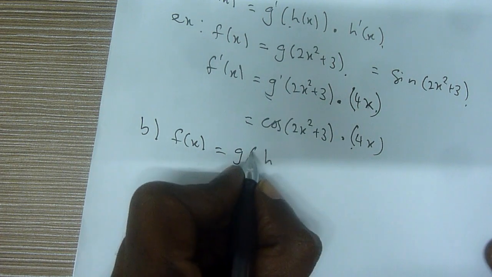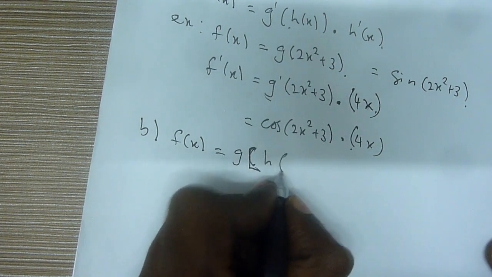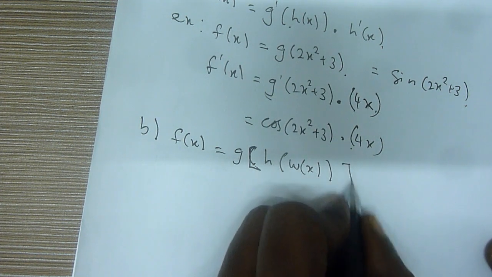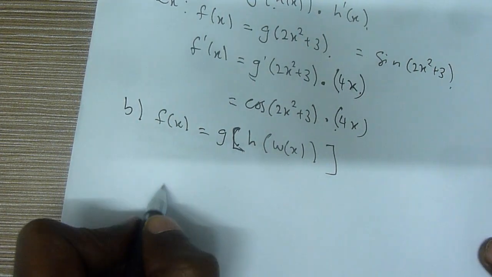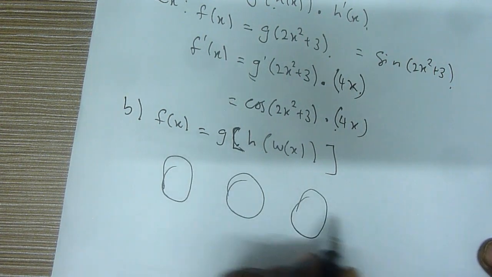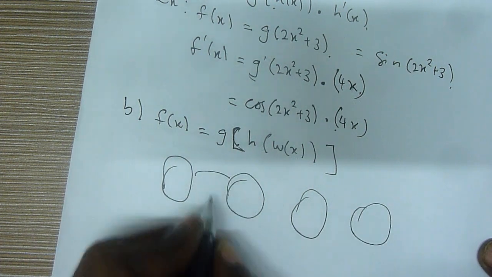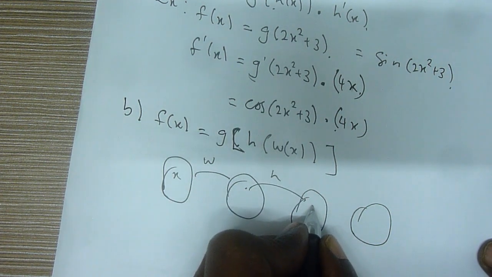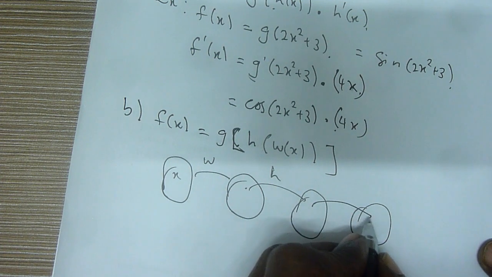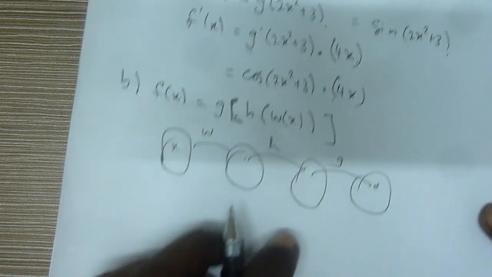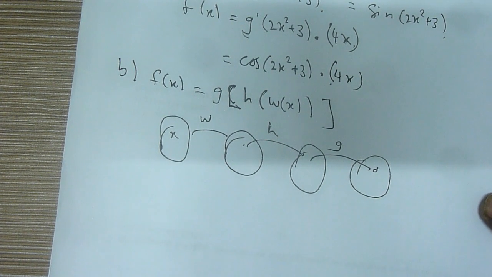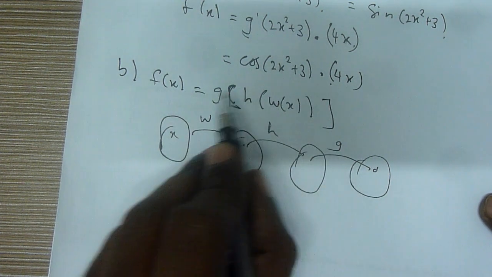H, and inside maybe I'll make it WX. There are 1, 2, 3 functions. Here, first WX. From the W we are moving to the H. From the H we are moving to G. Can you see that there are a few transformations or compositions taking place inside, where it is progressing, a sub into sub?